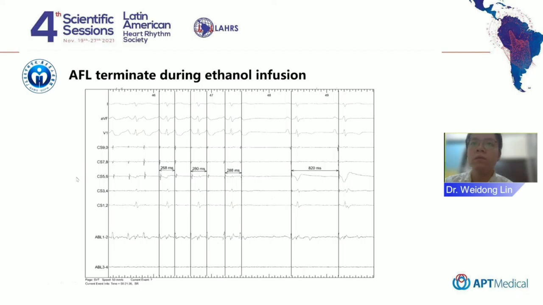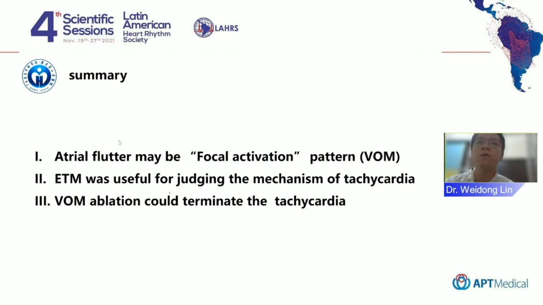So in these two cases, we want to say that if the atrial tachycardia is in the left atrium, sometimes it may show a focal activation pattern because we cannot map the vein of Marshall. So we do not have the activation time of the vein of Marshall, lacking sometimes about 70 or 80 milliseconds of activation. You have to pay attention if there are any possibilities of the vein of Marshall being involved in this kind of atrial tachycardia.